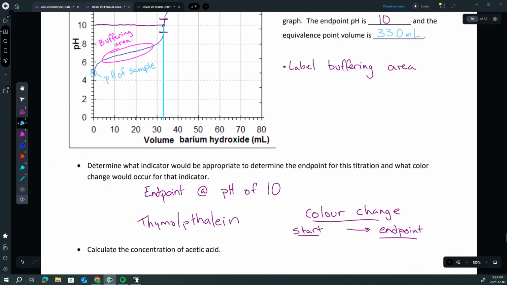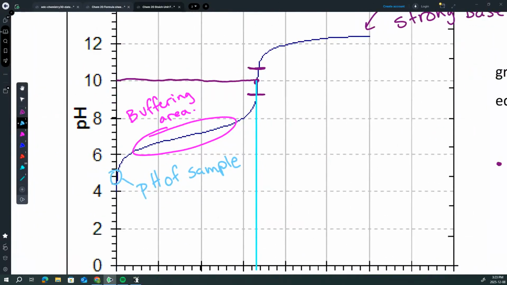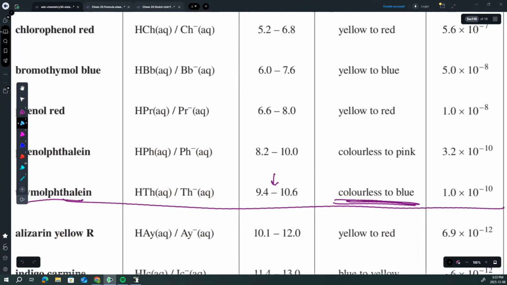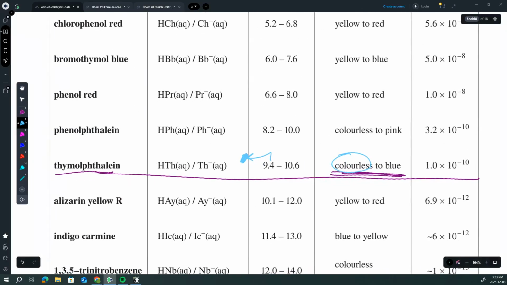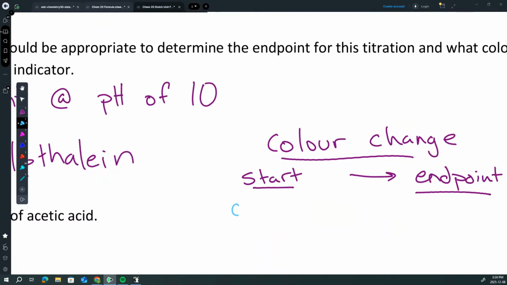Okay, so at the start here, we've got a low pH. So let's just go back to what I said. We're starting off at a pH at around 5. Okay, so if we look back at our data sheet, then we know that a pH of 5 is going to be below 9.4. So that means that this indicator is going to be colorless at a pH of 5. So it's going to start out colorless.